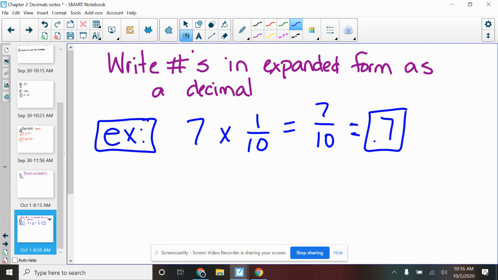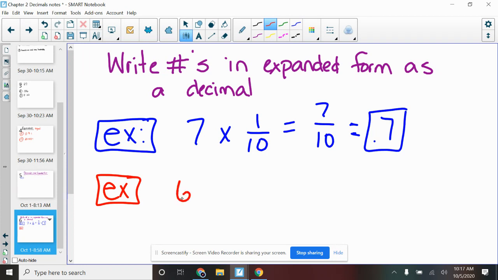So all they did was take basically what we did yesterday, where we took whole numbers and added them to fractions. They took a whole number and multiplied it by a fraction to get a number. And the number that they got was 0.7. Let's try another one. Ready? Here's another example.